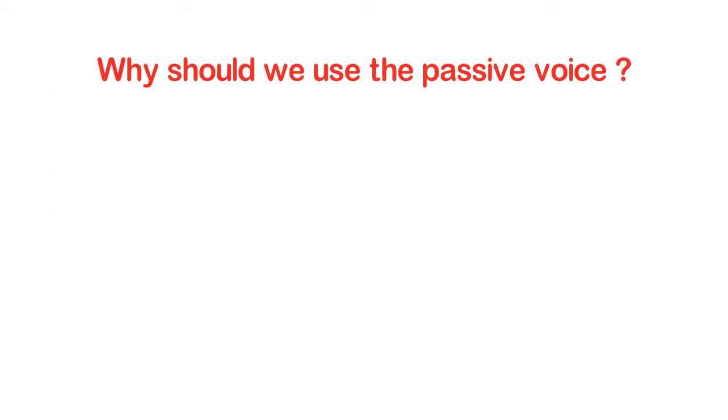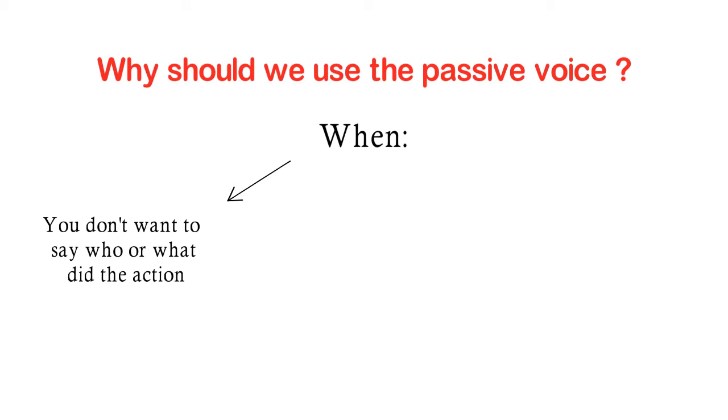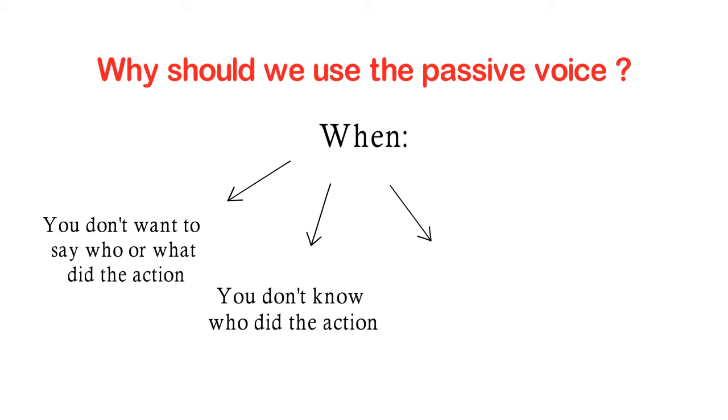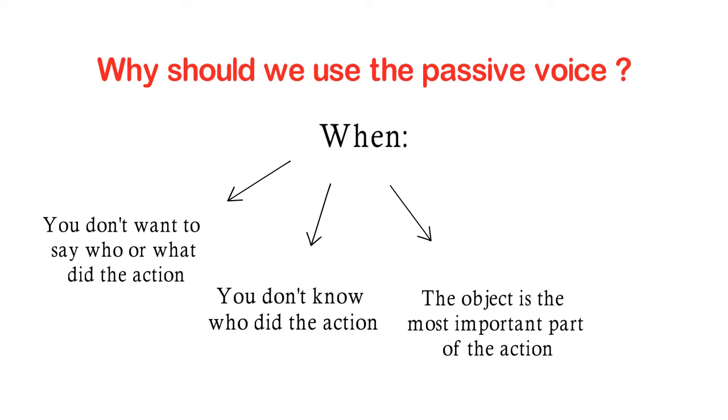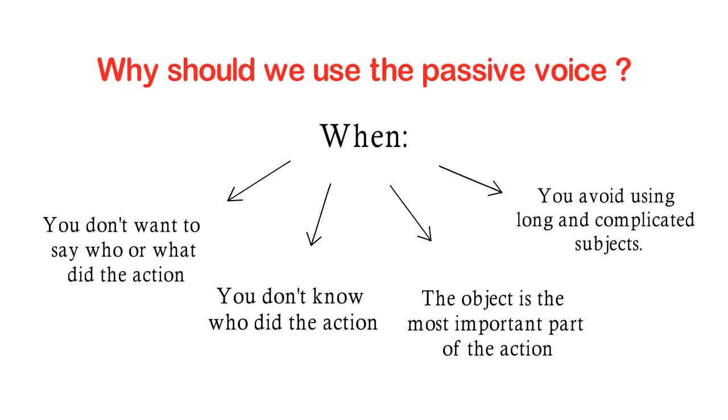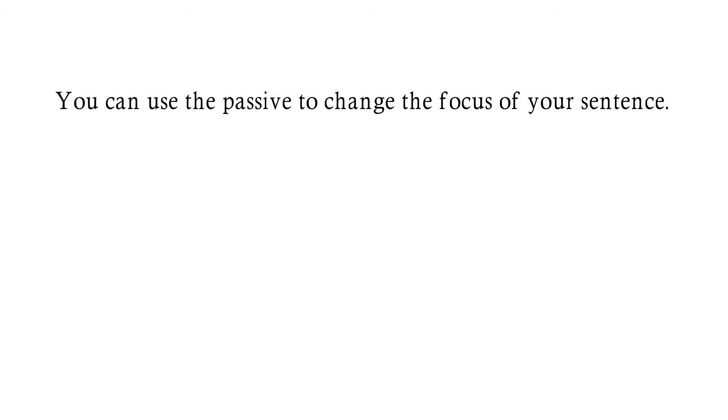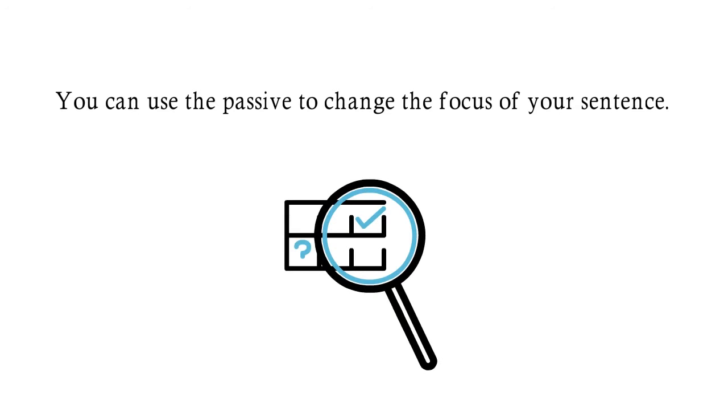Why should we use the passive voice? There are times when you don't want to say who or what did the action. Or maybe you don't know who did the action. Or because actually, the object is the most important part of the action. Or you avoid using long and complicated subjects. You can use the passive to change the focus of your sentence.